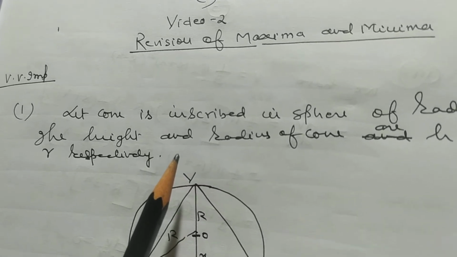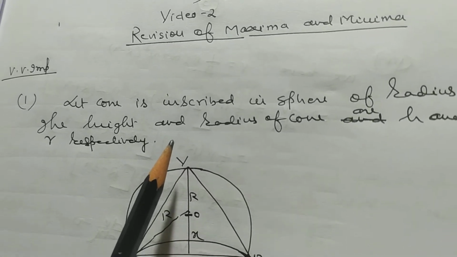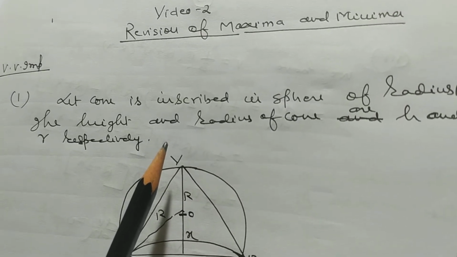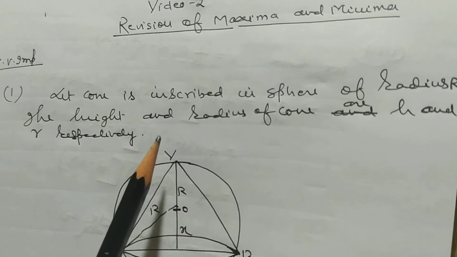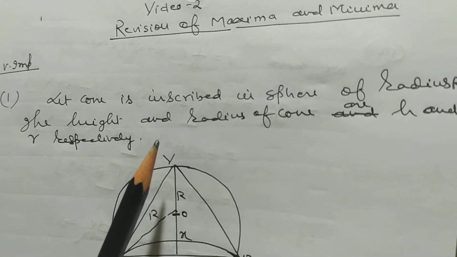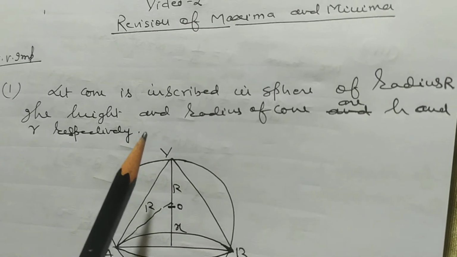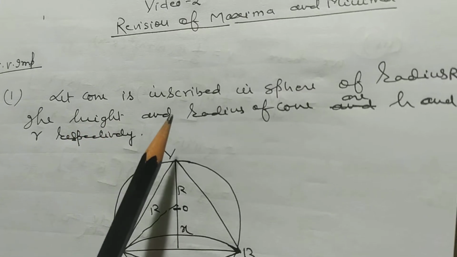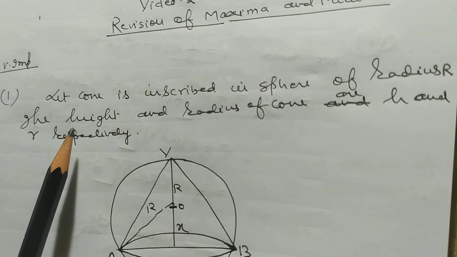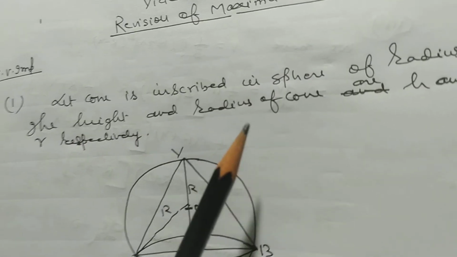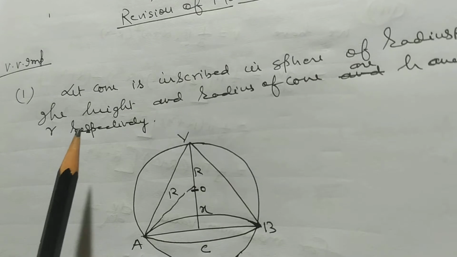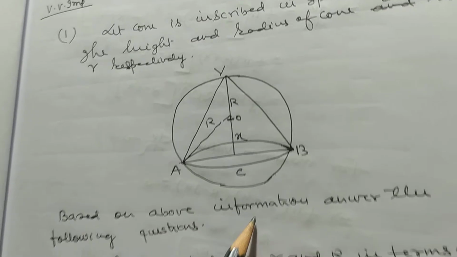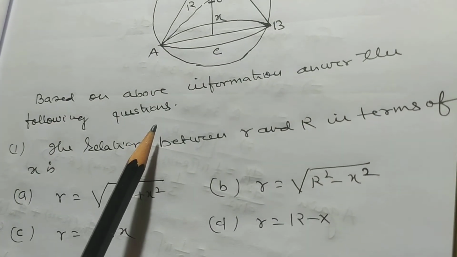My dear student, now in video number 2, I want to discuss again the problem of maxima and minima, how this problem will be discussed in case of study. Let a cone be inscribed in a sphere of radius capital R. The height and radius of the cone are small h and small r respectively. Based on the above information, answer the following questions.